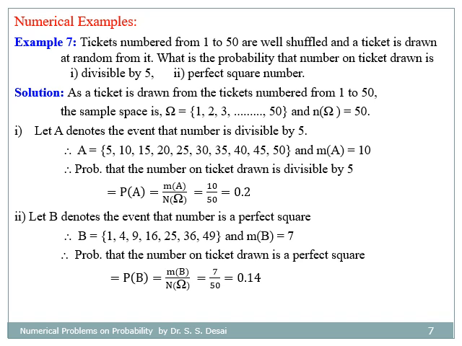Now let us denote the event A as the event that the number is divisible by 5. There are only 10 numbers between 1 and 50 which are divisible by 5. Those numbers are 5, 10, 15, 20, 25, 30, 35, 40, 45 and 50. Therefore, the number of favorable cases n(A) is equal to 10, and therefore the probability that the number on the ticket drawn is divisible by 5 is equal to 10 divided by 50, equal to 0.2.